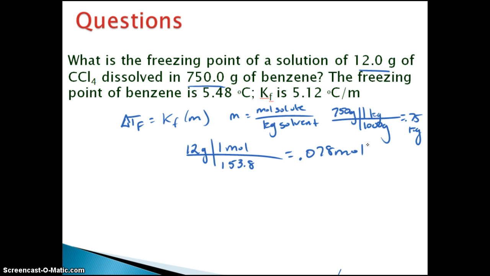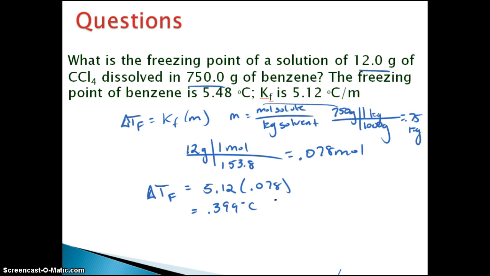Then we're going to plug that into the equation now that we have the molality. So the change in temperature of freezing is equal to 5.12, because that's the constant of freezing, times 0.078, which was our molality. It's not a very concentrated solution. It's a pretty dilute solution, so we're probably not expecting a big change in temperature here. And when we do that math, it comes out to be 0.399 degrees Celsius.